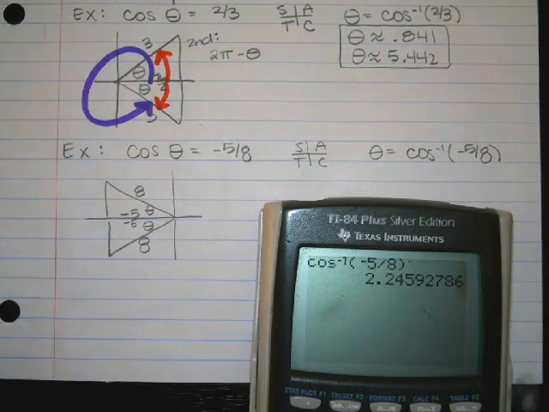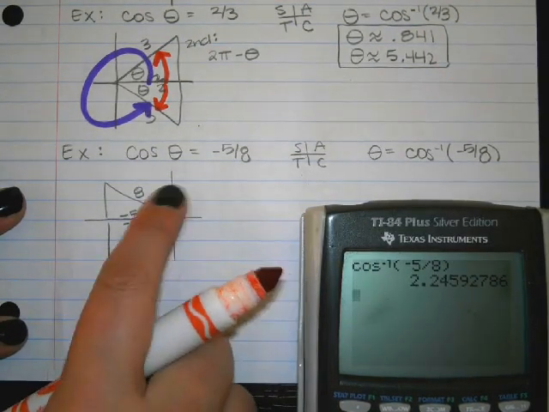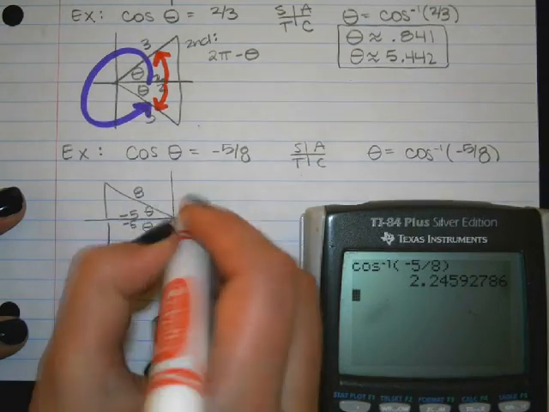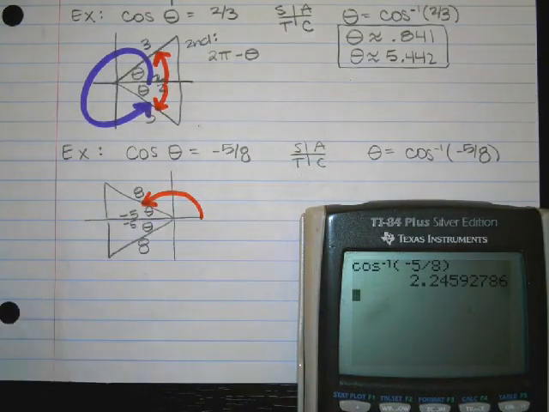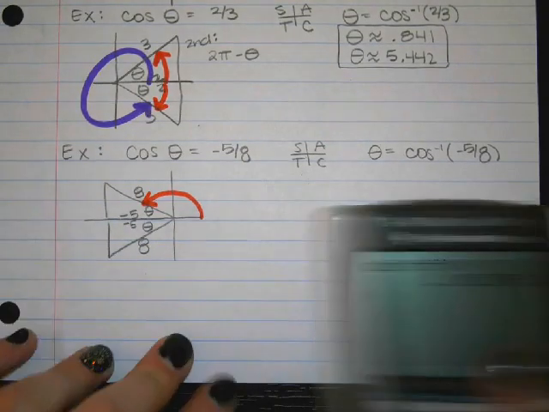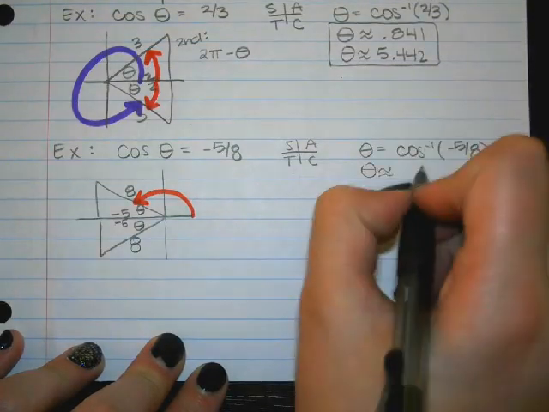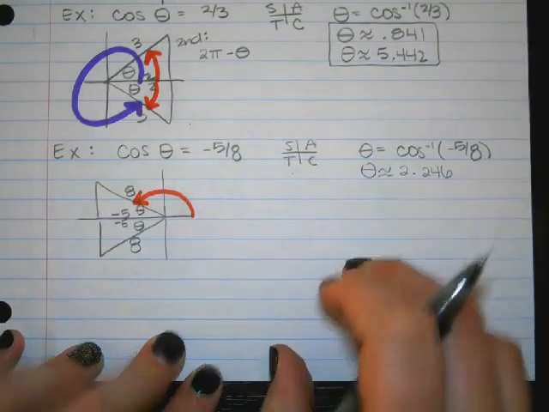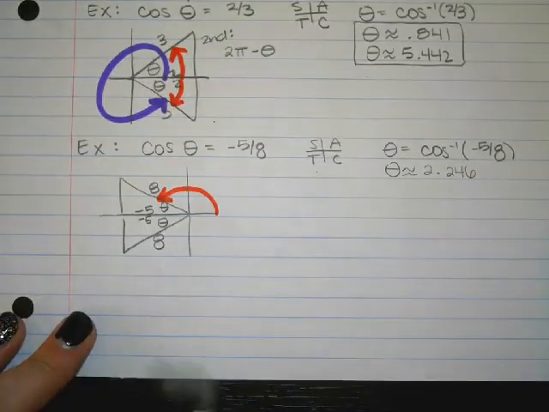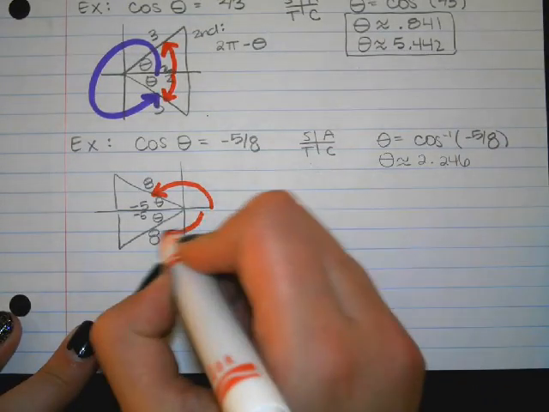2.246. So what you can actually see is that the decimal that I just got, it's not a small decimal. It's not between 0 and 1.57. It actually gave us this whole part right here instead of giving us that little part there. So my first solution is going to be 2.246. And then that means that the second solution that it gave me was this part down here.